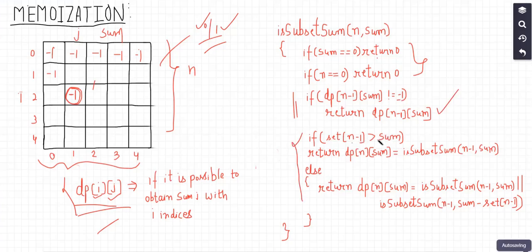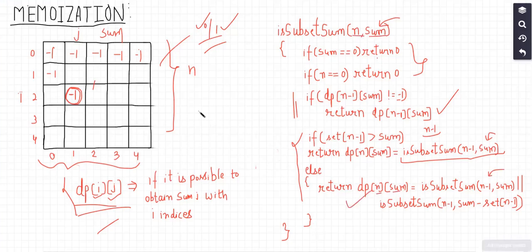Check if the current integer is greater than the sum. If it is, then there is only one choice: call the function for the set which contains n-1 integers. That means move the pointer to the left by 1 and pass the same sum that we have here. That means we are not including the nth integer. Otherwise, we have two choices: either we include that integer in the final subset, or we do not include it. And we store those results for the particular n and sum pair here.